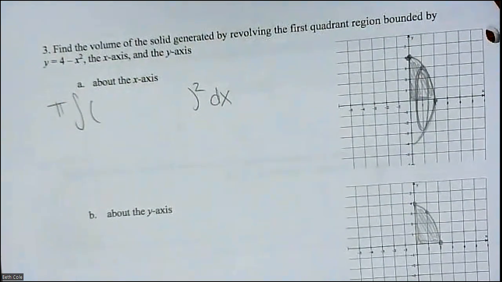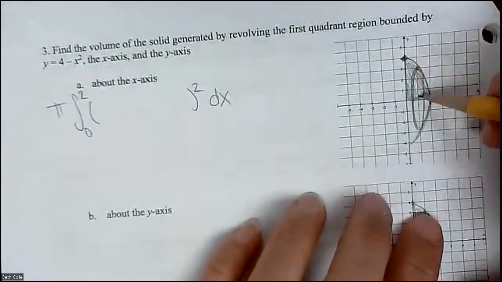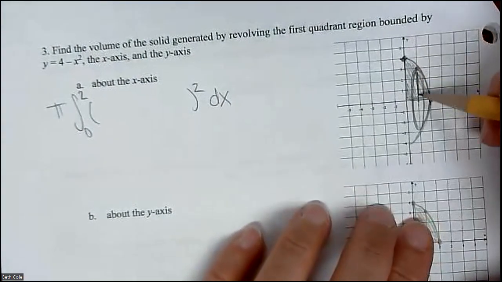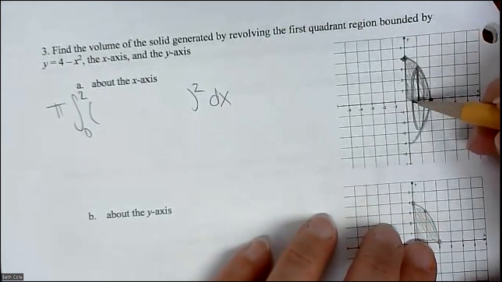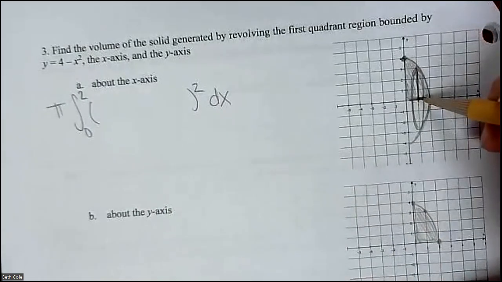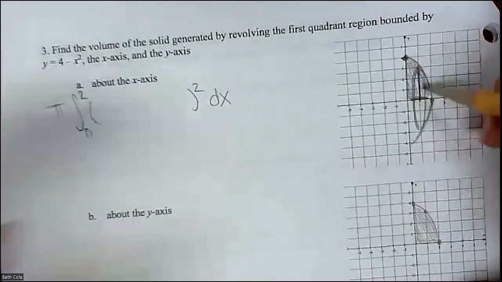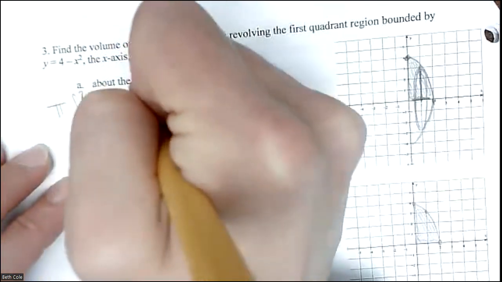And so you want x values for your boundaries. 0 to 2, perfect. And your radius is upper minus lower. So it would just be that graph minus 0. Again, if you're revolving around the axis, it's going to be 0, which is nice. So it's just that graph, which is 4 minus x squared.